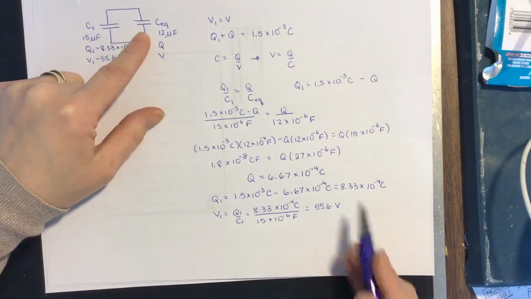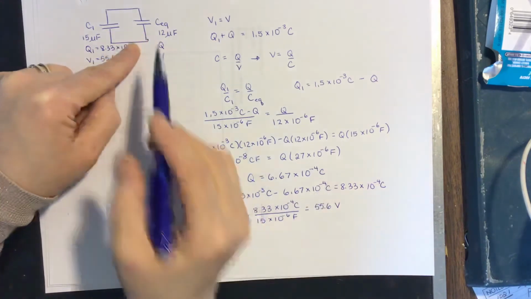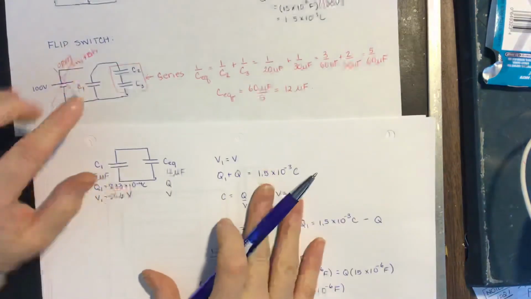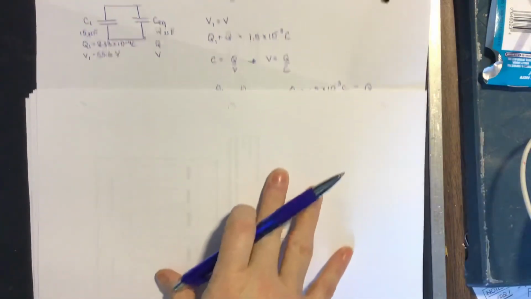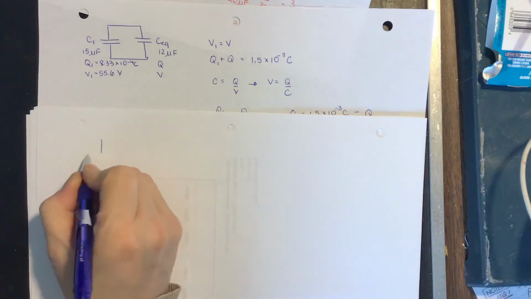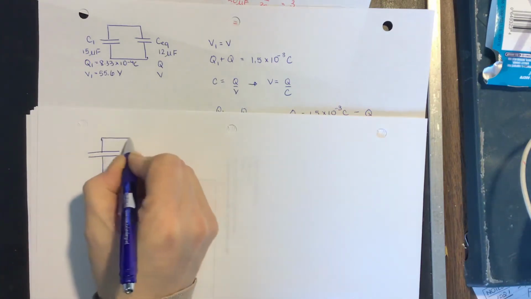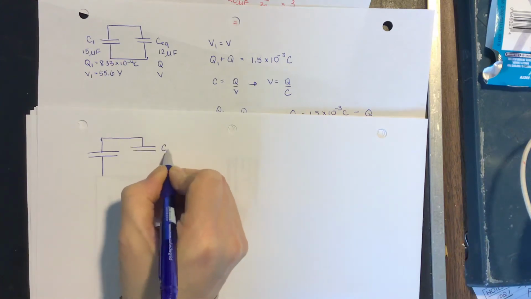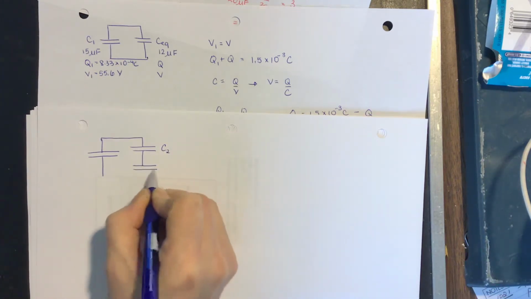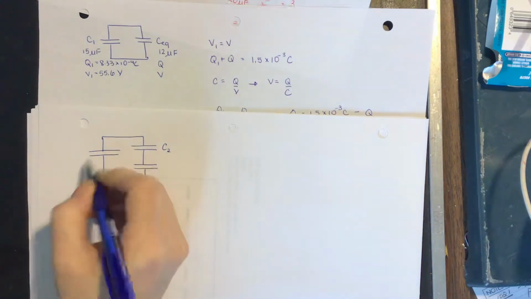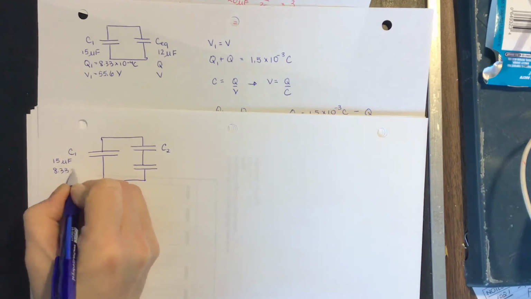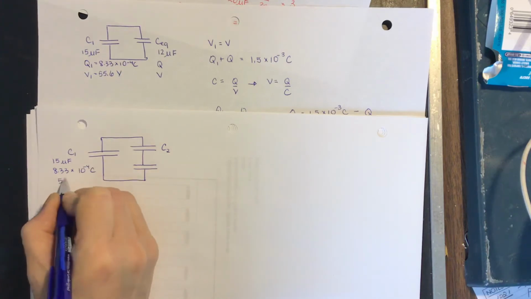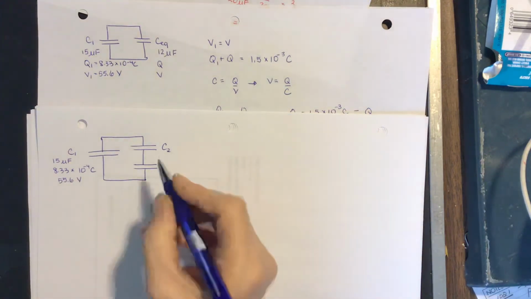Well, we know C equivalent has a charge of 6.67 times 10 to the minus 4. And we know that this is a series combination of C2 and C3. So let's just back up our circuit a little bit. So we've got our C1 here, and that C equivalent was comprised of C2 and C3. Let's just remember about C1. So here's C1, 15 microfarads, 8.33 times 10 to the minus 4 coulombs, 55.6 volts. There's everything we know about C1.